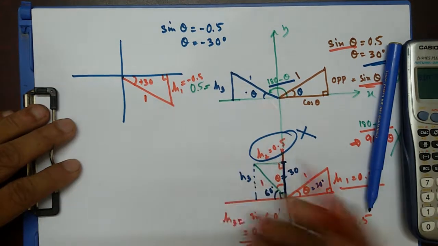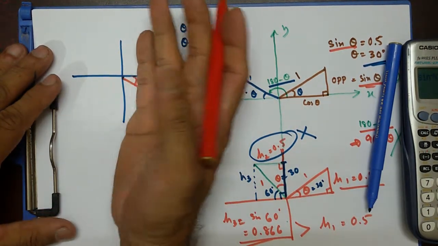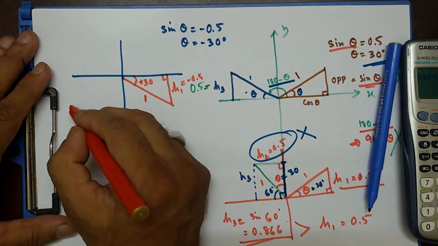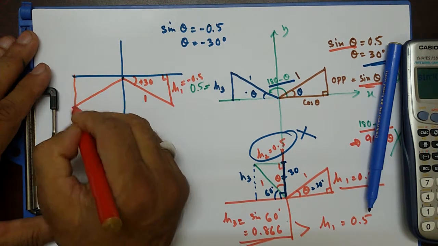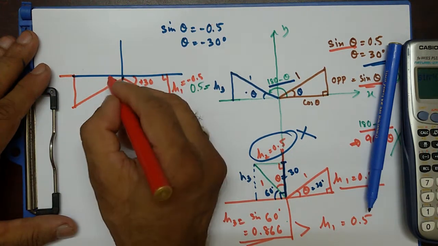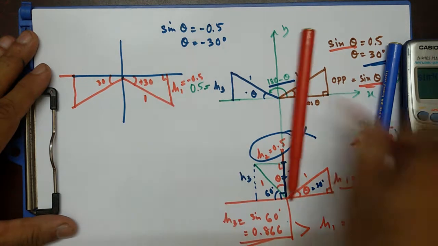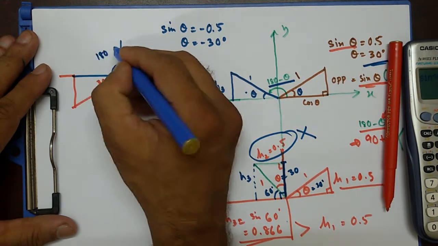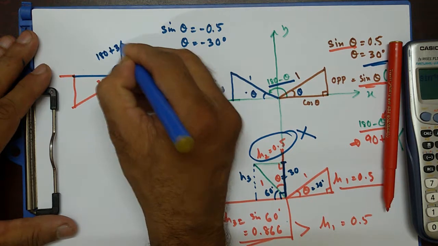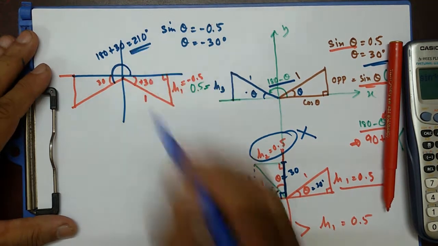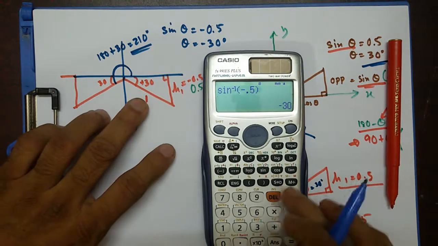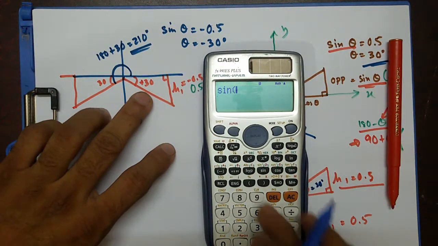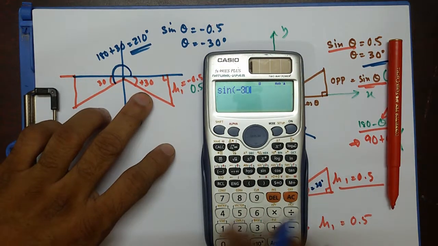And this is 1. Now if I just reflect that over here, the graph is going to look something like that, and then this theta is this theta over here. So this angle is going to be 180 plus 30, that's going to give me 210 degrees. Okay, so let's see that. Sine of minus, I'm going to put the bracket, minus 30 degrees.